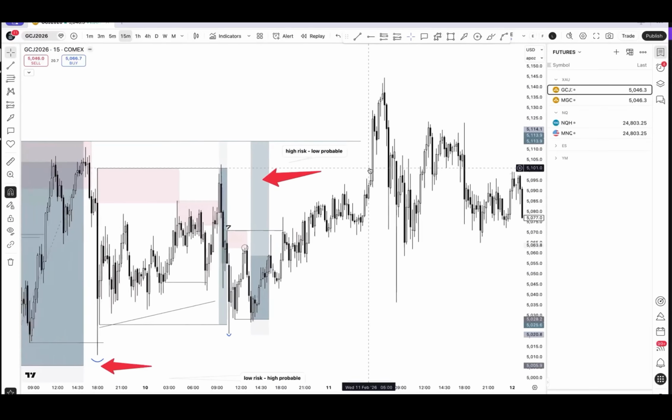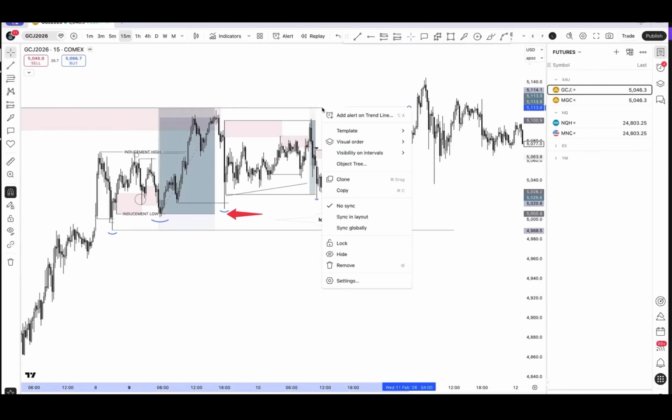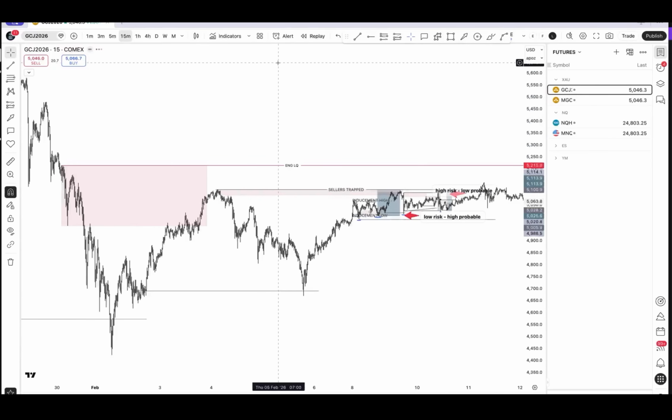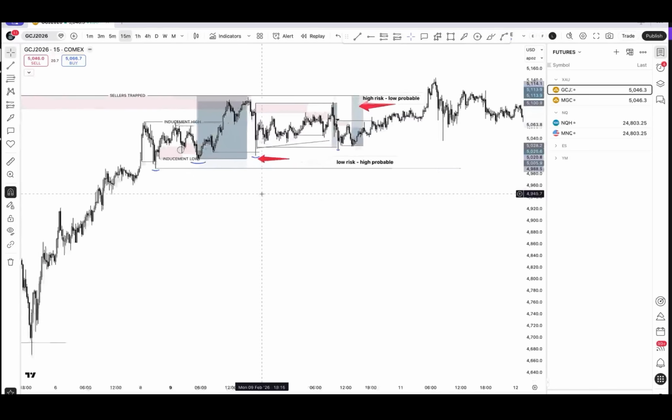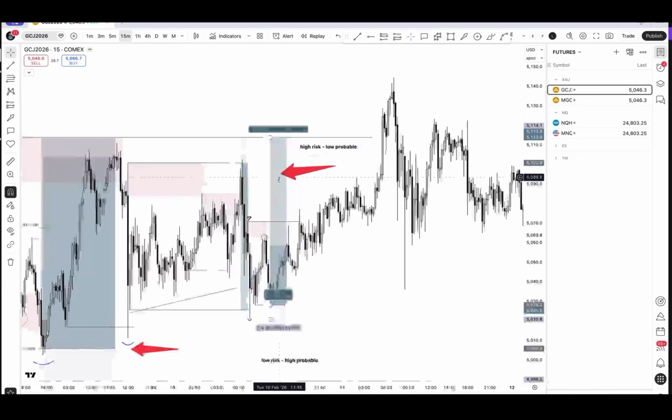So we ended up trapping sellers. So now sellers are trapped, but there's still liquidity in the market, and that's above here, this engineer liquidity. So we still have to be mindful of that. Our bias is still bullish on a higher time frame.